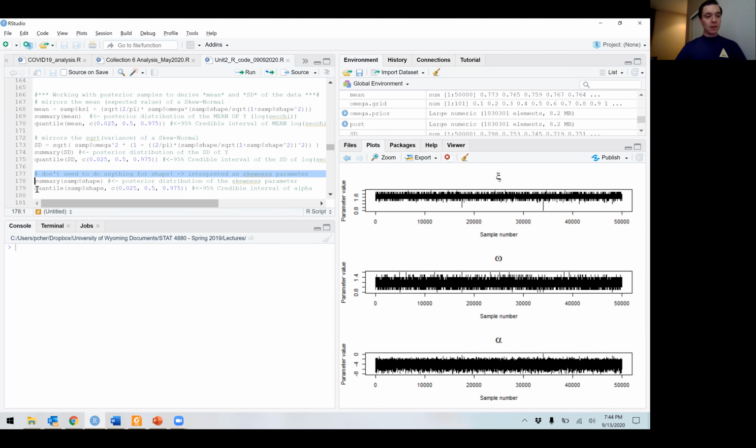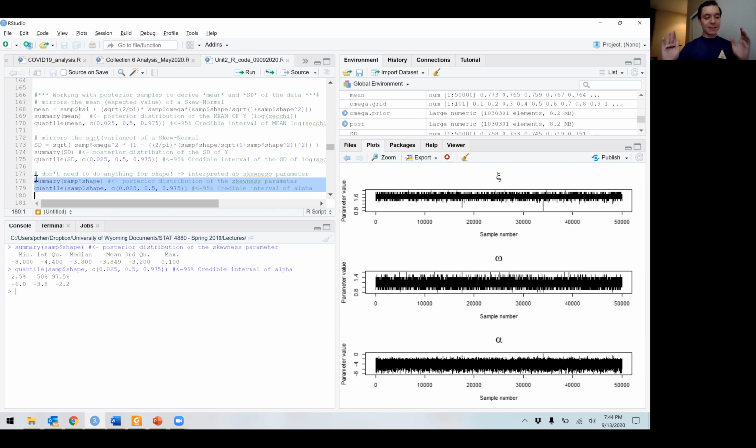I'm reminding you on line 177 that the only parameter I can just take and interpret is this alpha parameter, the shape parameter, the skewness parameter. Here is the 95% credible interval for my skewness parameter. It goes between -6 and -2.2. There's a 95% chance that our log Secchi skewness parameter is in between these two numbers. That specifically excludes 0.